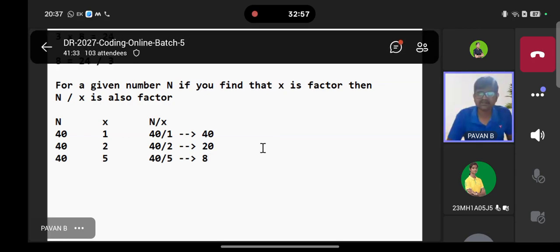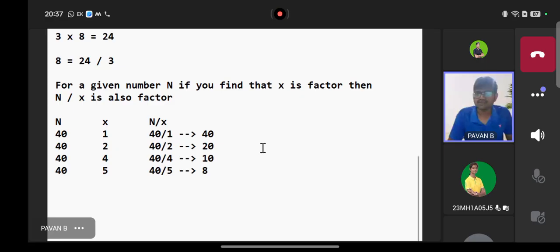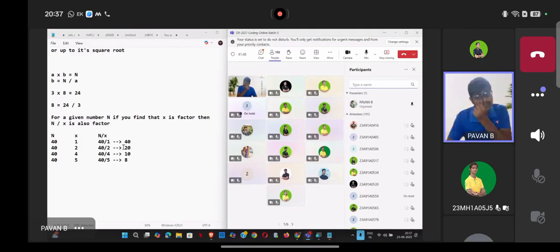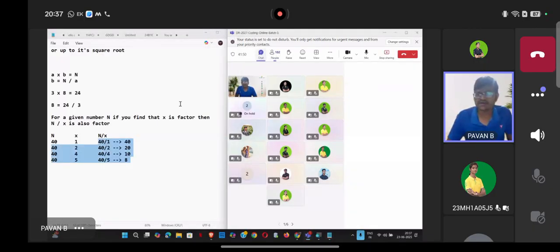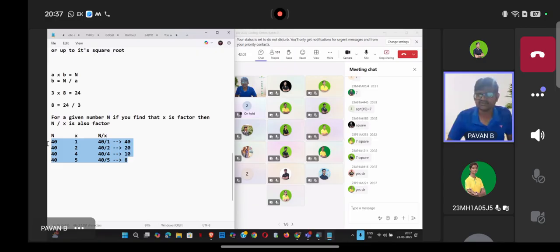Right? So did we miss anything in between? We missed something, right? For 40, we missed 4. If 4 is a factor, 40 by 4 is what? 40 by 4 is 10. 10 is a factor. Any more factors? Is it true, guys? Did you understand this? Any more factors, or are we missing anything, or enough? Sufficient? No. Look clearly. In these 4 lines, you can find all the factors of 40. Is it true or not?